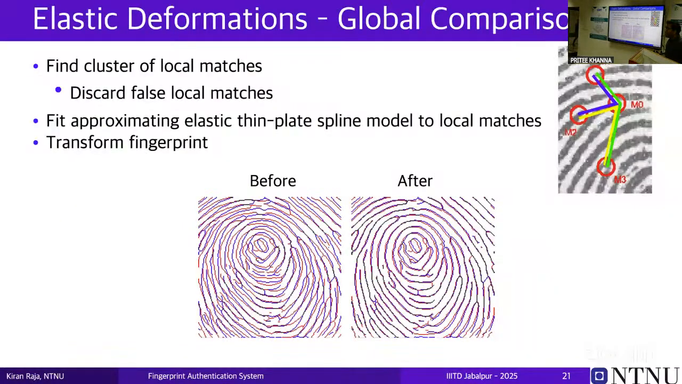Okay, so if you're able to get back to the elastic deformations, now you can see that we can find a cluster of local matches, and then we can eliminate all the false matches, and then we have a slightly better approach. And here you can see how it is translating, right? Although it's not 100% correct, you can still see that the information that you're losing here is now much better in this case. Okay, so it's important that you take into account these kinds of transformations whenever you're doing the global comparison.